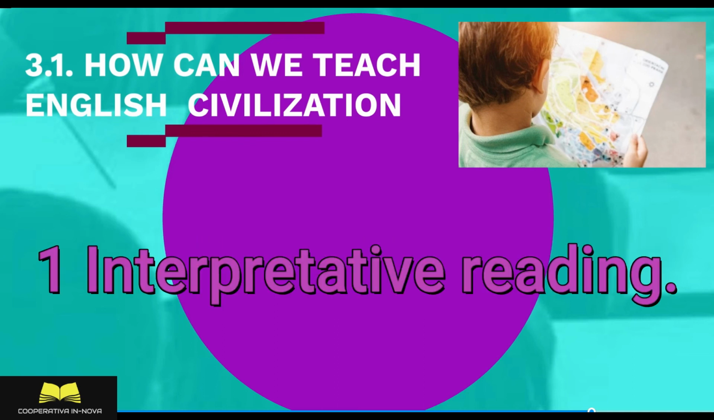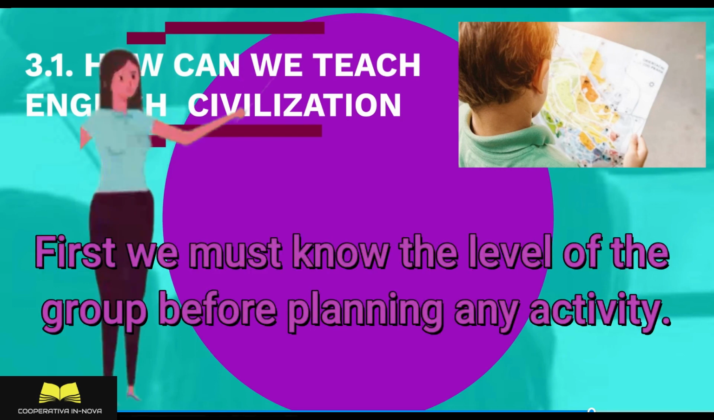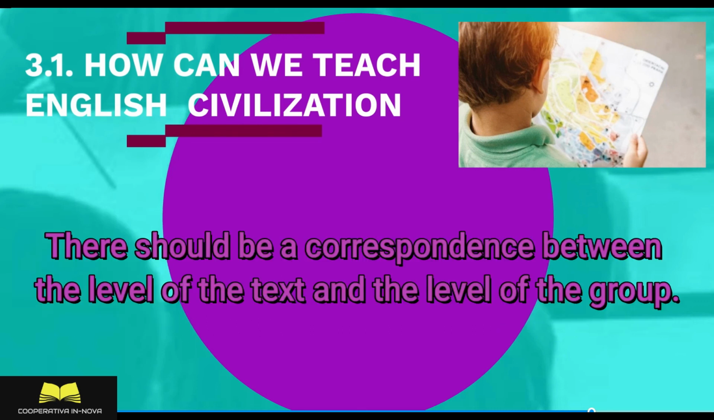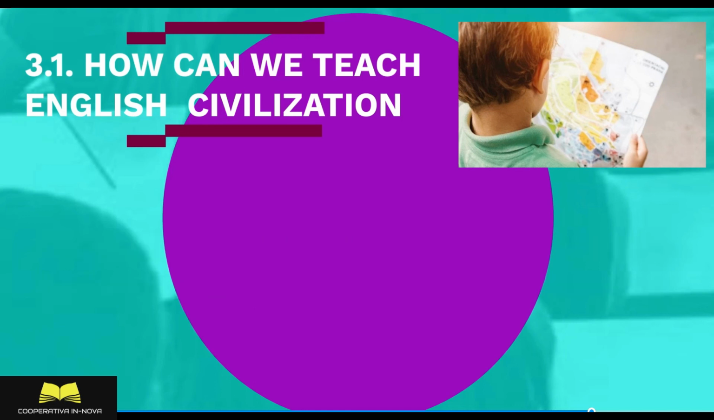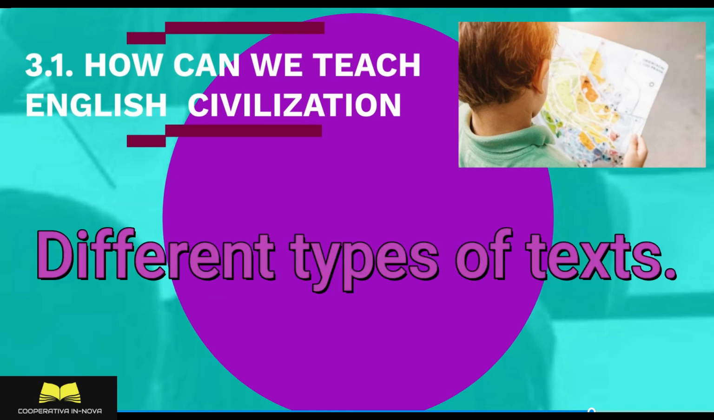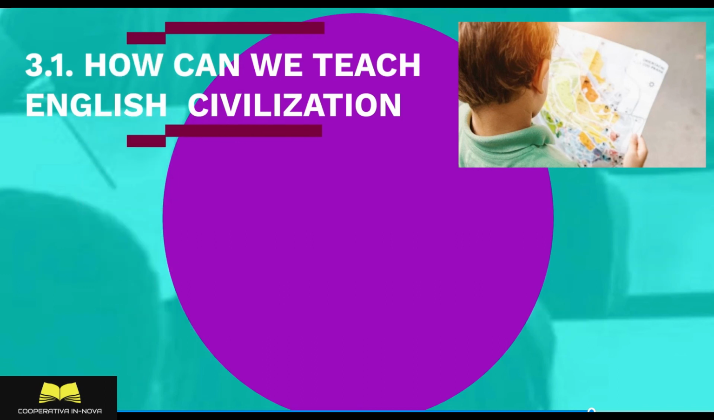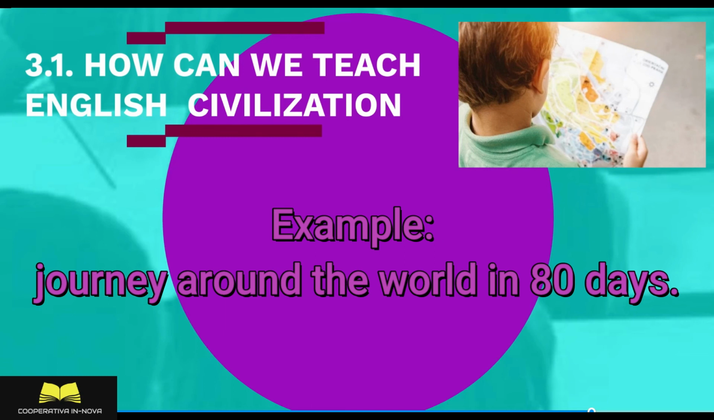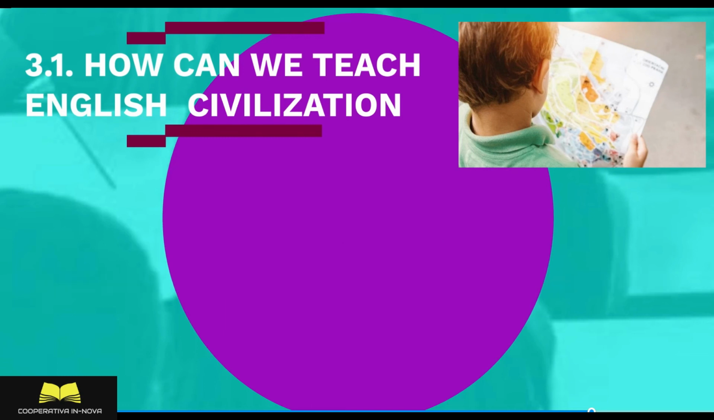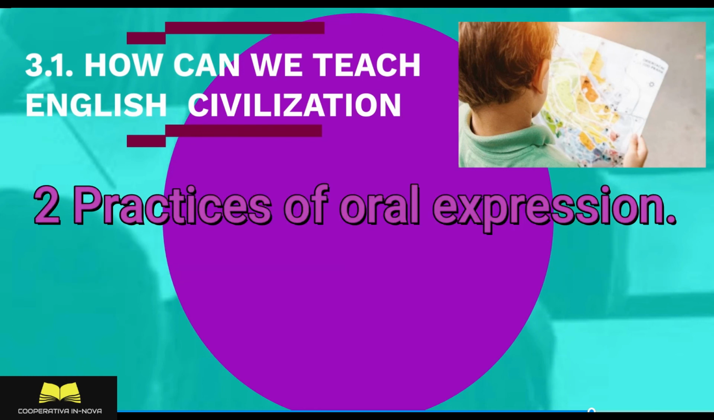1. Interpretative reading. First, we must know the level of the group before planning any activity. There should be a correspondence between the level of the text and the level of the group. Different types of texts. The important result is that they get the signification about the society or social aspects reflected in the text. Example: Journey around the world in 80 days. The typical gentleman.